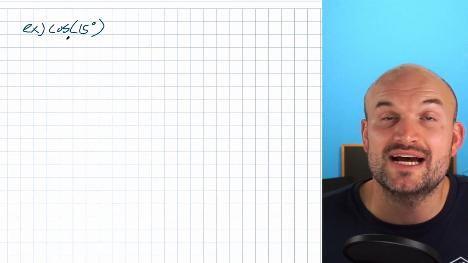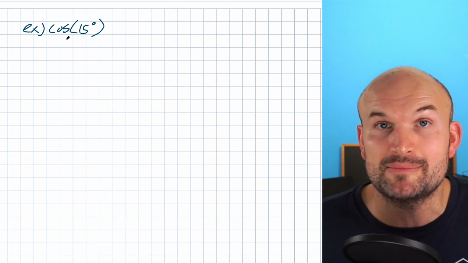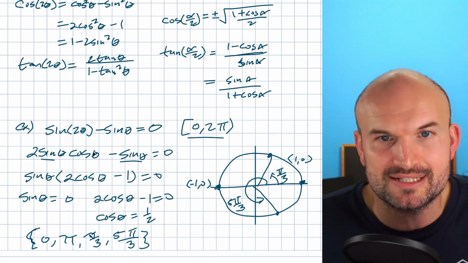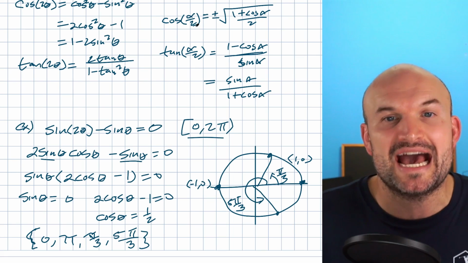Now, let's take an example. I have the cosine of 15 degrees. You could definitely use the sum and difference formulas, right? I could rewrite 15 degrees as 45 minus 30. But obviously, in this example, what I want to do is practice using the half angle formula.